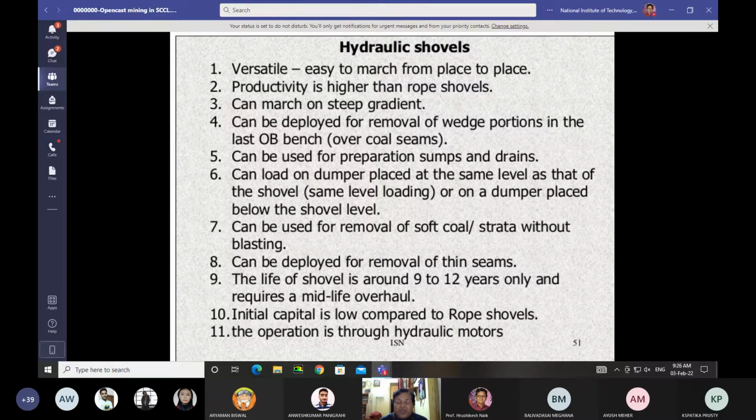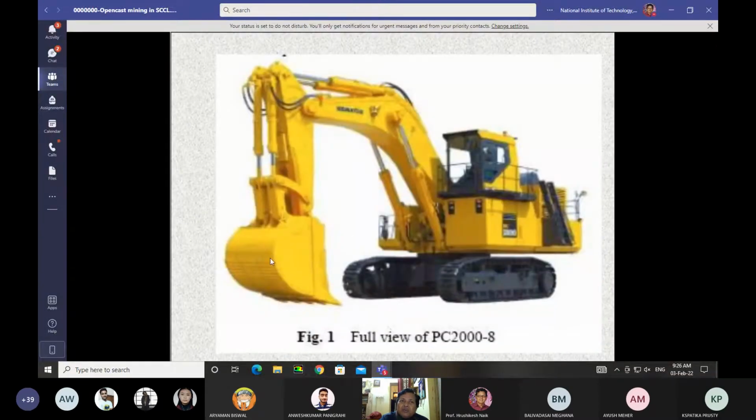Which machine? Then the operation is through hydraulic motors. So this hydraulic shovel is operated by hydraulic motors. Hydraulic means hydraulic oil driven shovels. Therefore, they are called hydraulically operated machines. That is why they are called hydraulic shovels. So this machine is a hydraulic shovel. This machine is called a backhoe or hydraulic shovel.